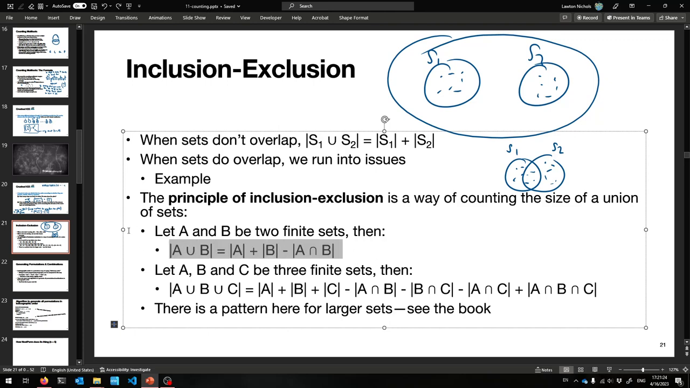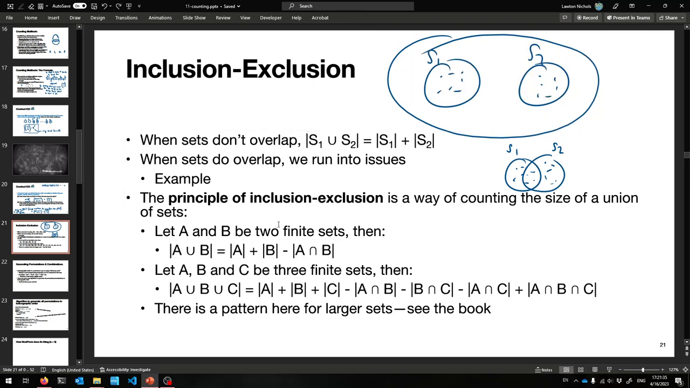Okay, that's the principle of inclusion-exclusion. That is how you can count sets that are arbitrary. And of course, this equation falls out of it, because if the sets don't share any overlap, then the size of their overlap is of course zero. So here is just an example of that.